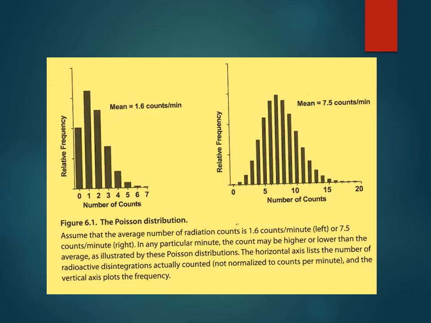So here would be 2 examples. In the first one on the left, you have the mean at about 1.6 counts per minute, versus the one over here on the right at 7.5 counts per minute. Just notice that typically these graphs are going to be asymmetrical. So even though you may have randomized data that's normally distributed, these will always end up being asymmetrical.